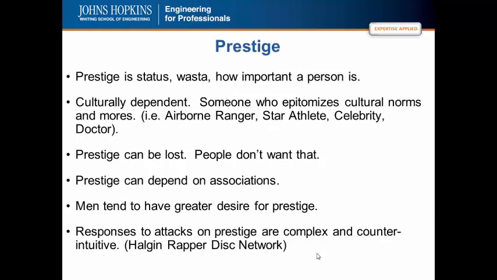The next social force we're discussing is prestige. Prestige is how important a person is within the context of the culture or the group you're talking about. It is culturally dependent. So it's also somebody who epitomizes those cultural norms. So in the military, somebody that's an airborne ranger is somebody that's gone to certain training or certain skills or demonstrated a certain level of rigor and is respected. In a high school, it might be the star athlete. A celebrity, it might be somebody that's got high education like a doctor. It really depends upon the culture that you're operating in.